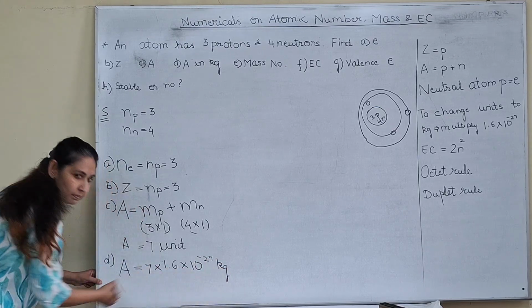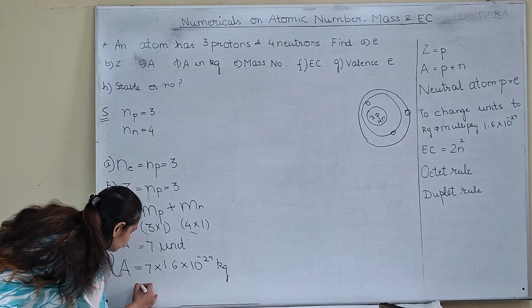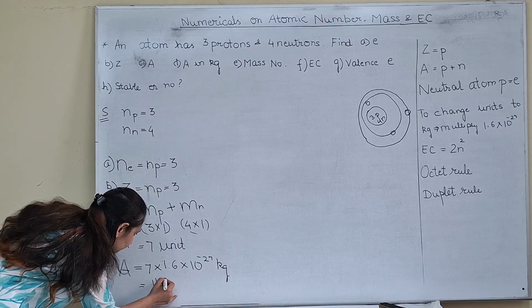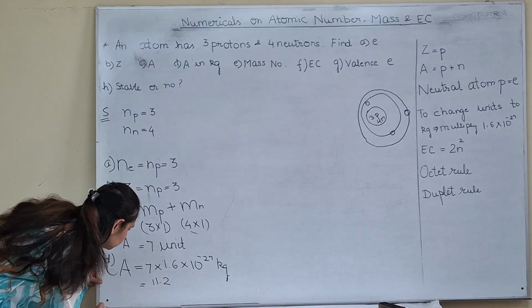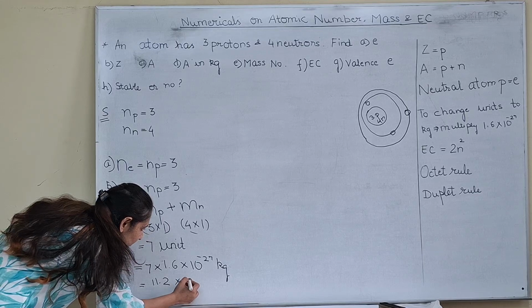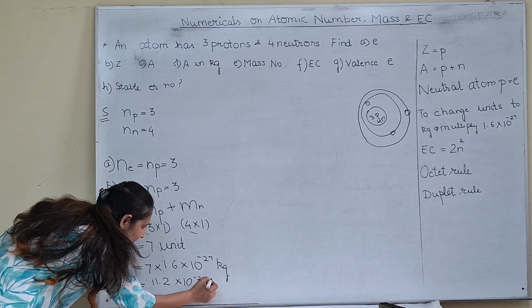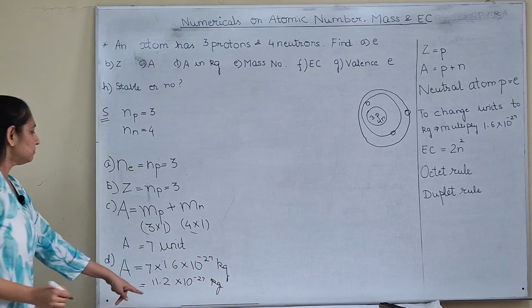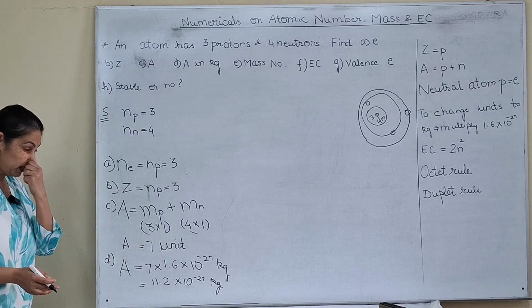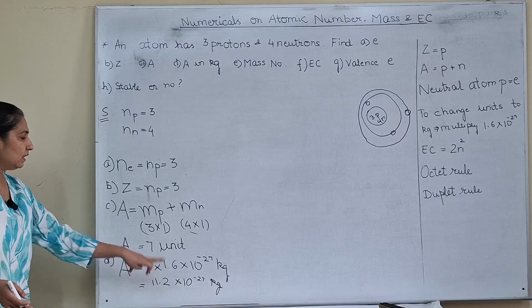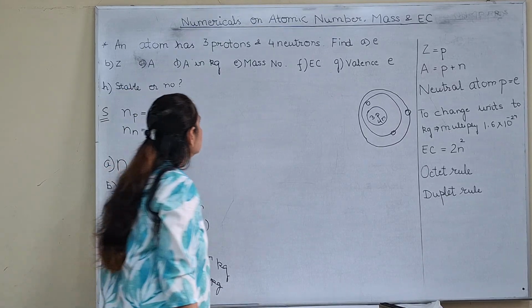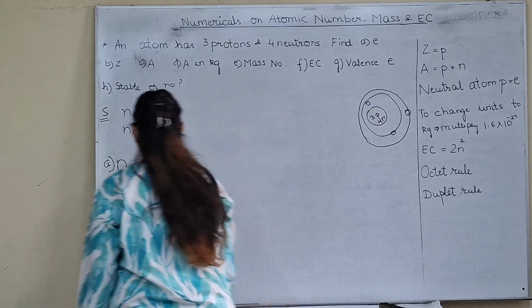I hope the lower part is visible. I hope my table is okay. 7 6s are 42. Yeah. Into 10⁻²⁷ kgs. So this is the mass of the atom. This is the mass of the atom in a very small unit, and this is the mass of the atom in kgs. Good. Now next we have to find out the mass number.